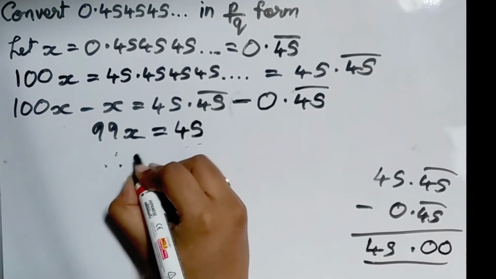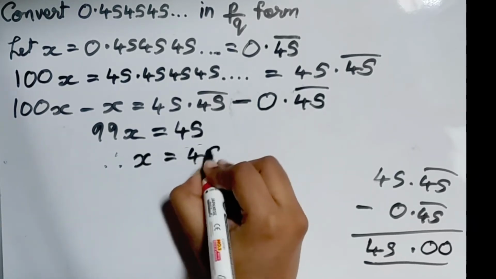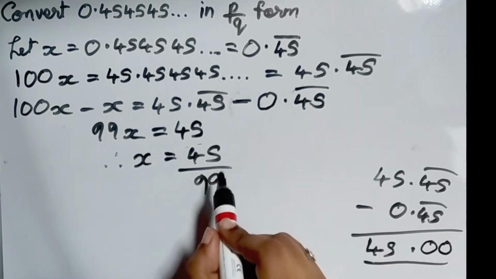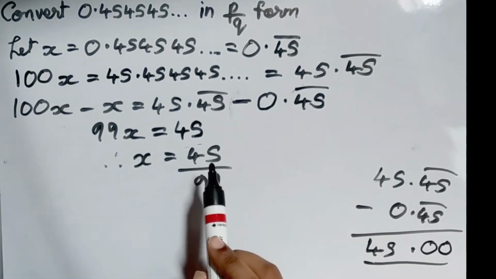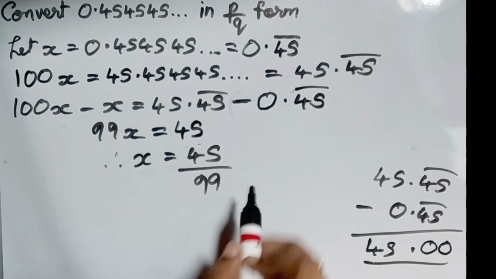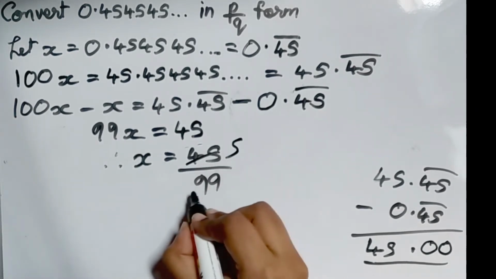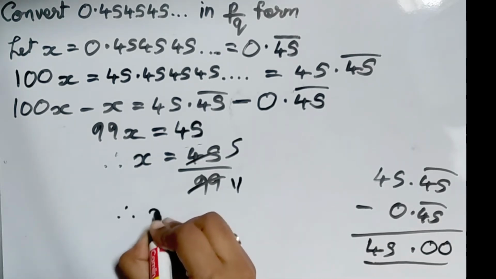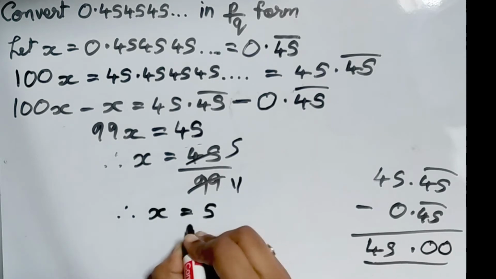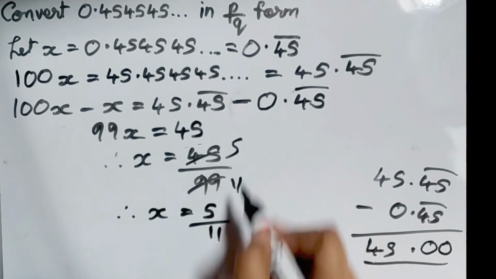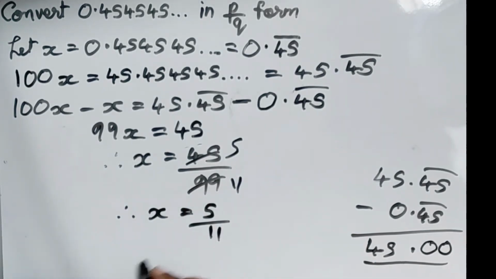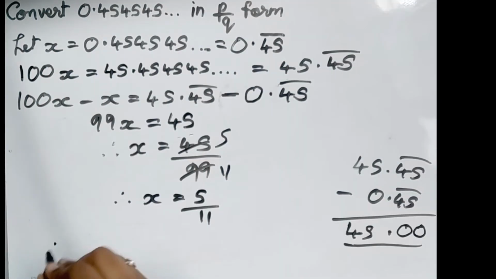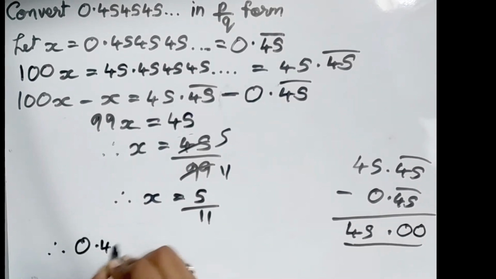Therefore x equal to 45 upon 99. Now this 45 upon 99 you can reduce further. You can divide both numerator and denominator by 9. 9 5s are 45, 9 11s are 99. So therefore x equal to 5 upon 11. We have reduced this. Now what is the value of x? 0.4545 and so on.